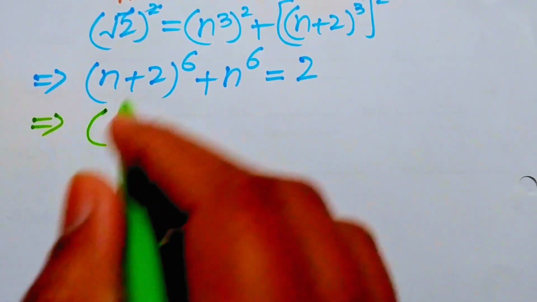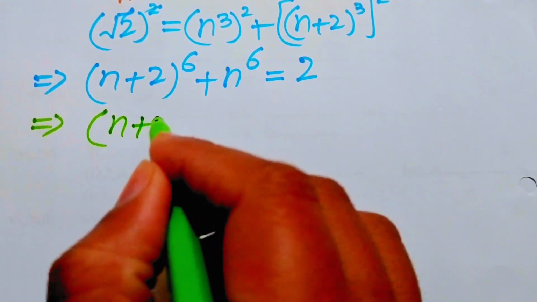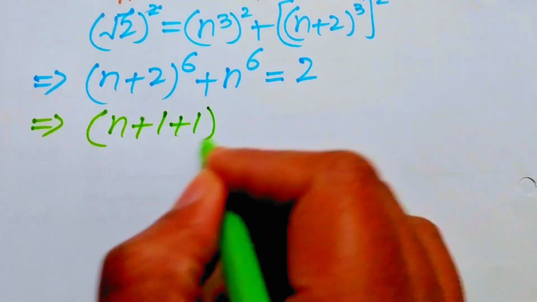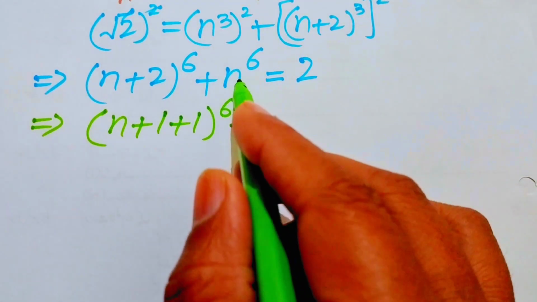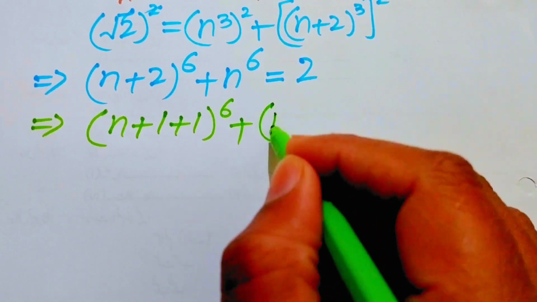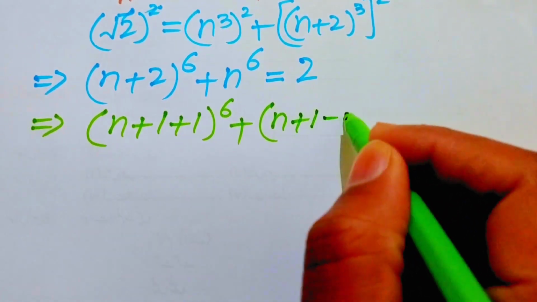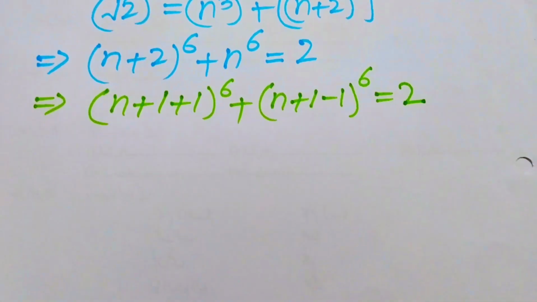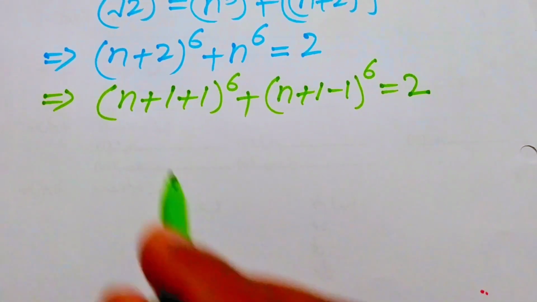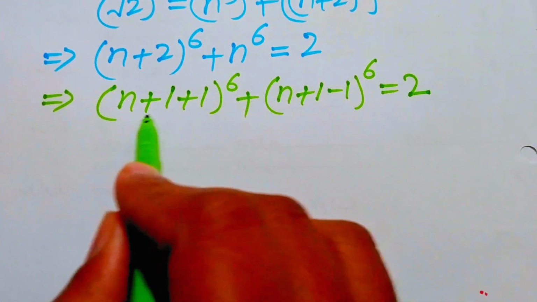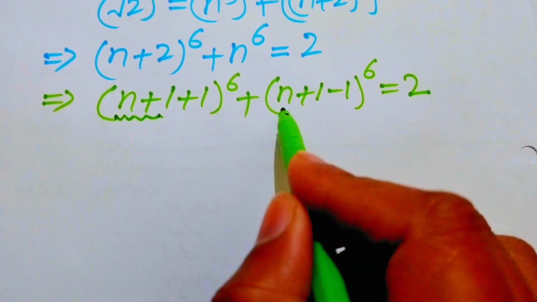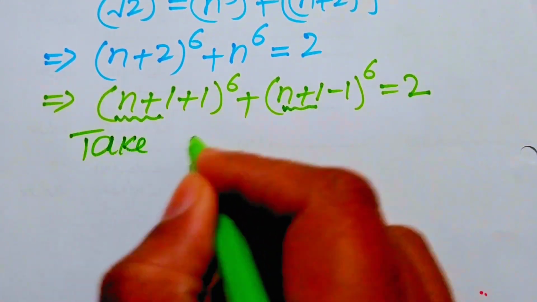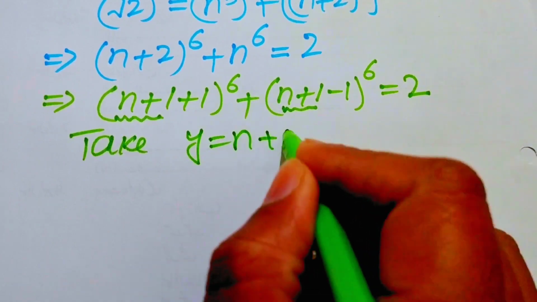First we make a little bit of simplification, and we rewrite this equation as: we write this n plus 2 as n plus 1 plus 1 and its whole power 6, plus we write this n to the power of 6 as n plus 1 minus 1 and its whole power 6 equals to 2. So here we take n plus 1 to be the common expression on both of the bases. So we take here y equals to n plus 1.